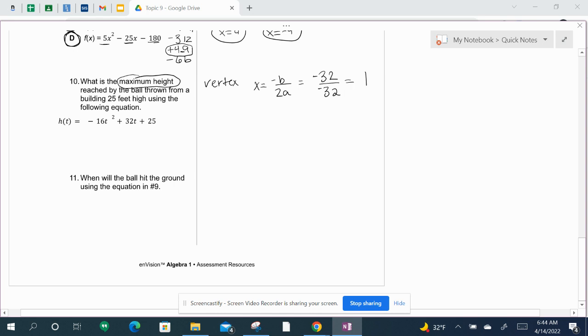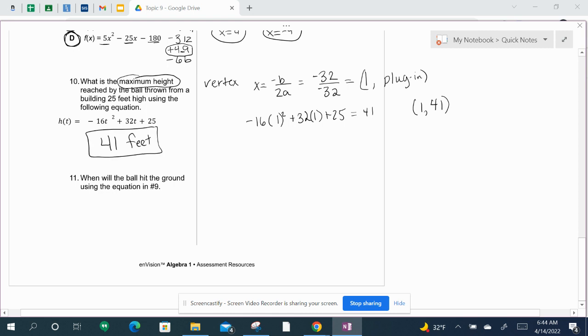And a is negative 16, so 2 times negative 16 would also be negative 32. And when I divide, I get an answer of 1. Now remember, that's only half of the vertex. And so to find the other half, I need to plug in 1 to my equation. So negative 16 times 1 squared plus 32 times 1 plus 25. When I plug that into my calculator, I end up with an answer of 41. And so what this tells me is it takes about 1 second to get to 41 feet. So the maximum height in this case would be 41 feet.